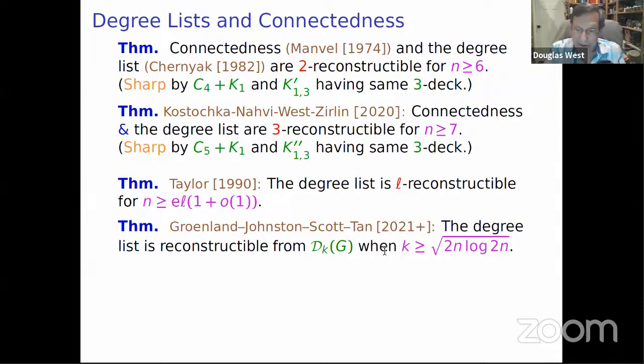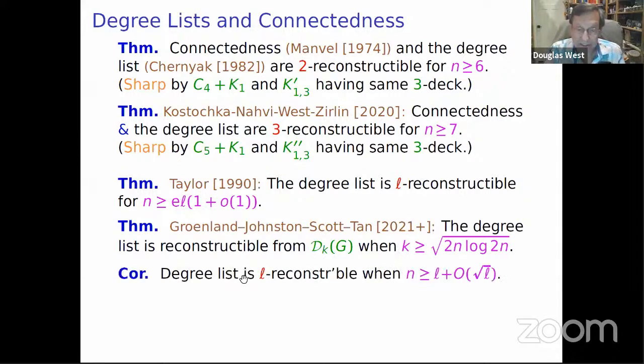Well, if we turn that around and compare n with n minus k, in other words, L, the number of vertices being deleted, you find that the degree list is L reconstructible as long as n is at least about L plus something on the order of square root of L. So this coefficient e here has been reduced to one in their result. So that's surprising and a very strong result.